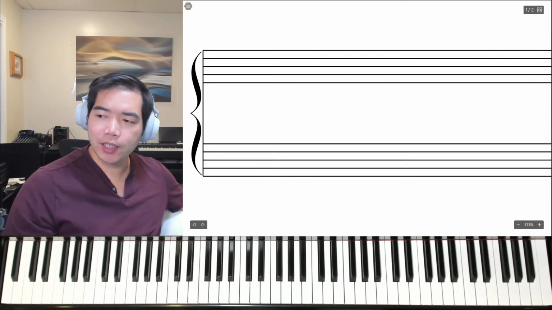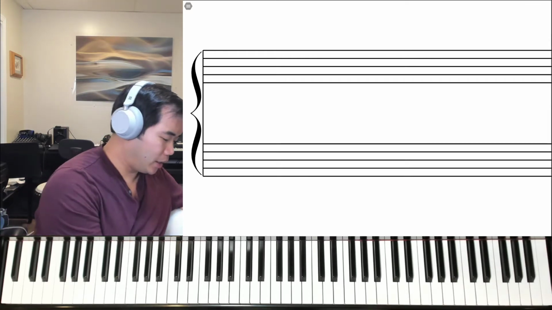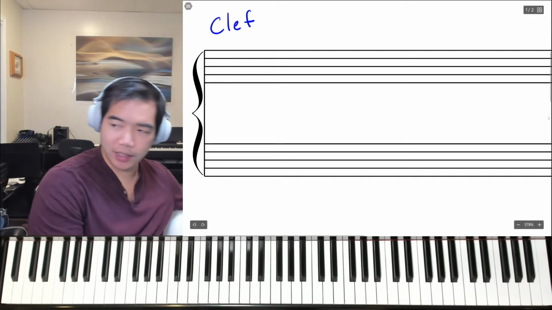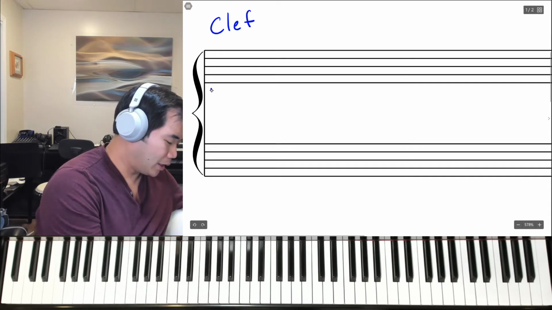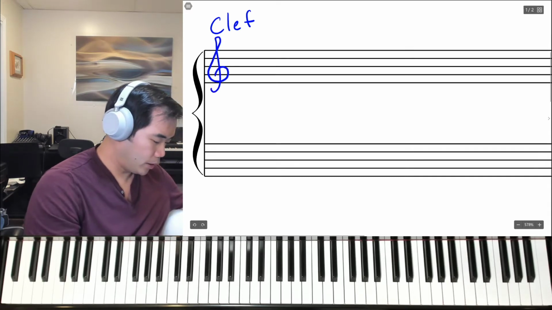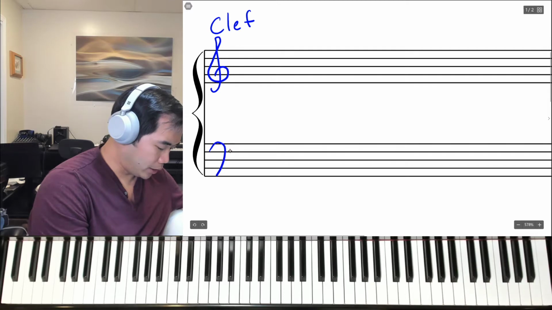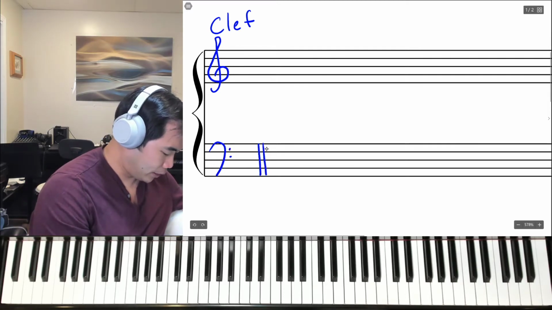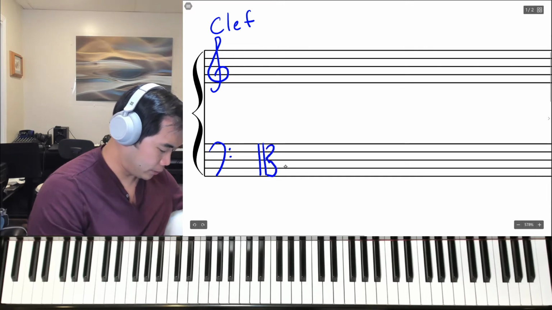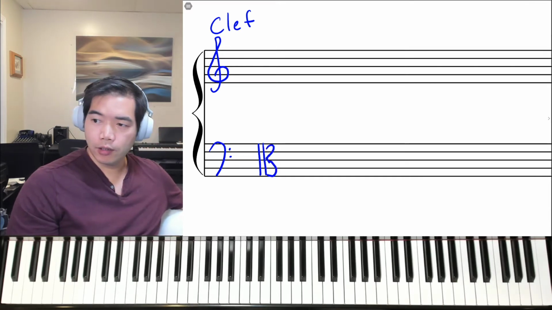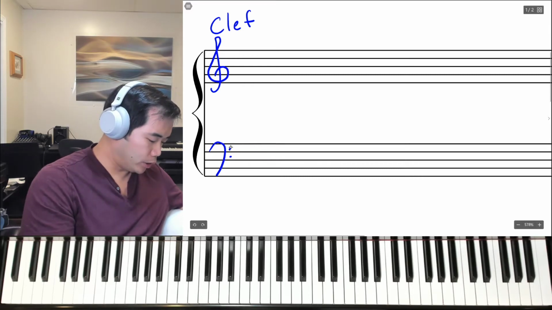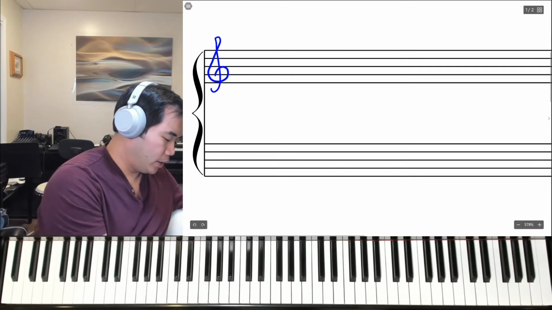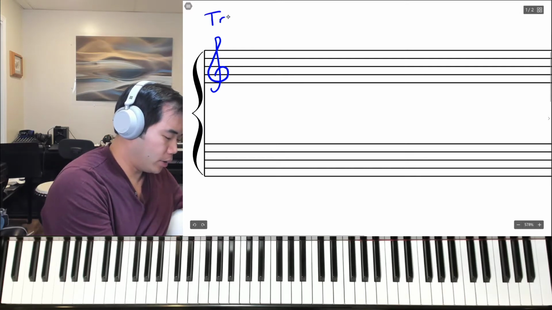Now, at the beginning of each staff, you will always see a clef, spelled C-L-E-F. Sometimes the clef might look like this. Sometimes the clef might look like this. Sometimes we might even have a clef that looks like this. But for the purposes of this video, we are going to focus predominantly on this clef here, which is known as a treble clef.